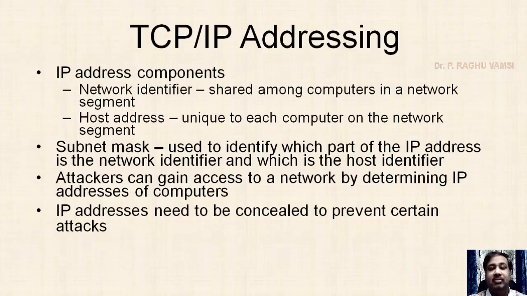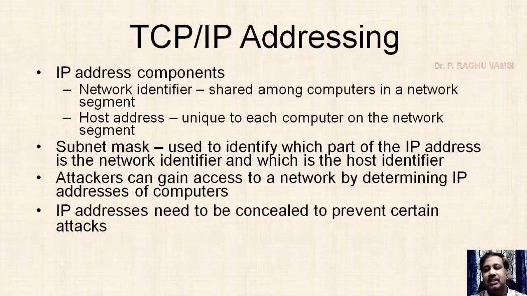Subnet mask is used to identify which part of the IP address is the network identifier and which is the host identifier. So whenever you write any IP address, how will the computer know what the network identifier is and what the host identifier is? That will be determined with the help of the subnet mask. So the IP address along with the subnet mask can receive the corresponding packet which is intended for the receiver.